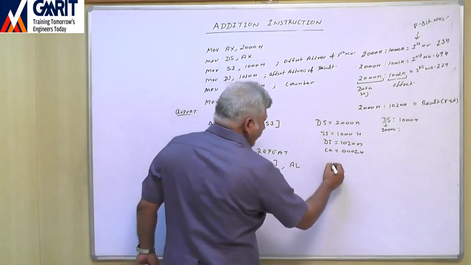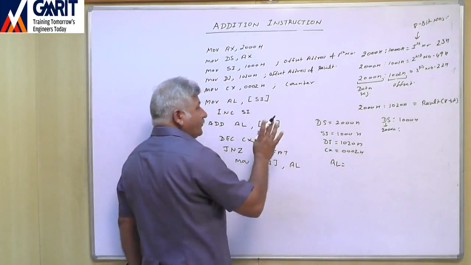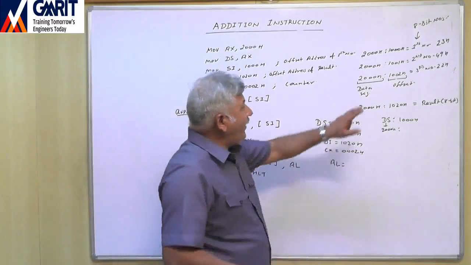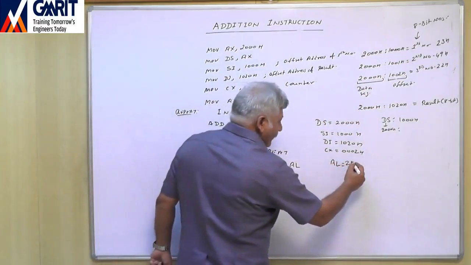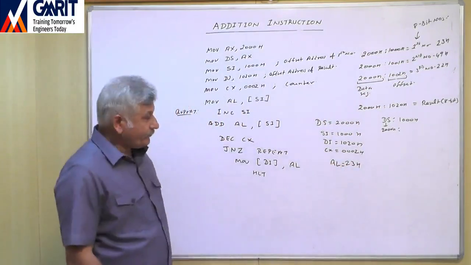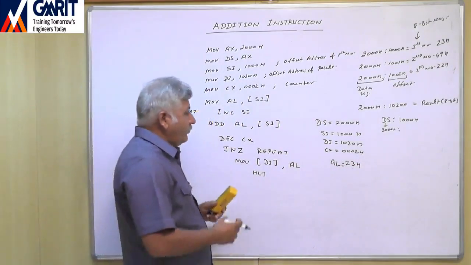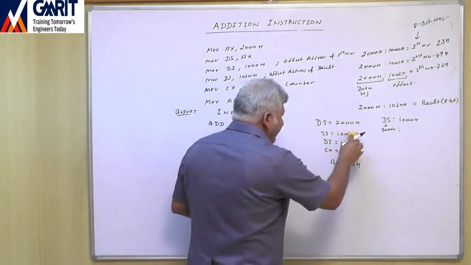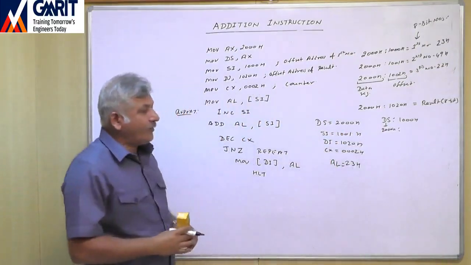So in AL what we have now? In AL we have the number which is at offset address 1000H. At 1000H we are having the value 23. So in AL we are having 23H. Now INC SI. So SI will be increased by 1. Now it will become 1001.